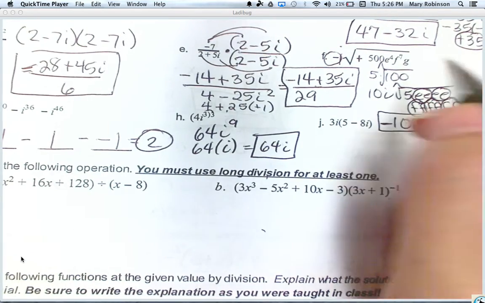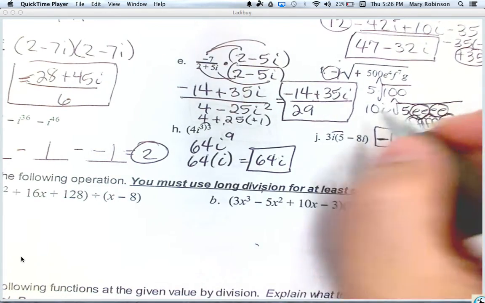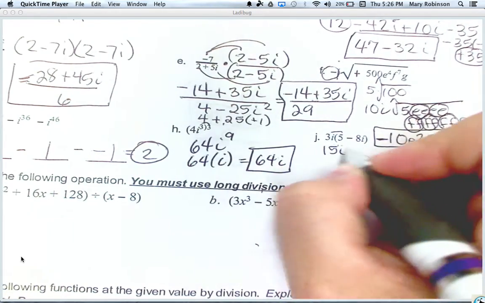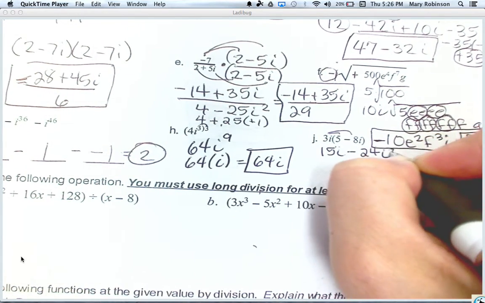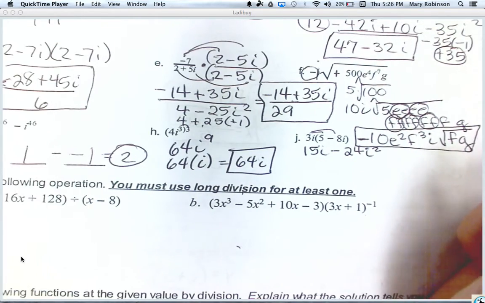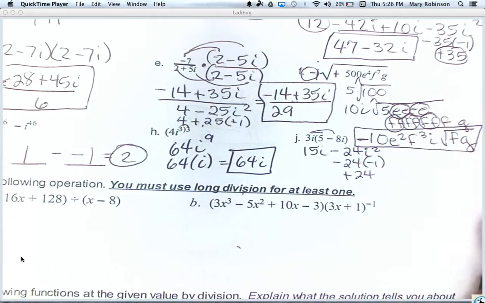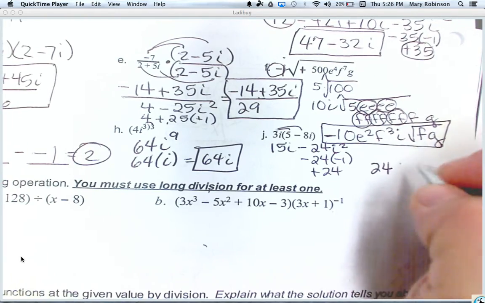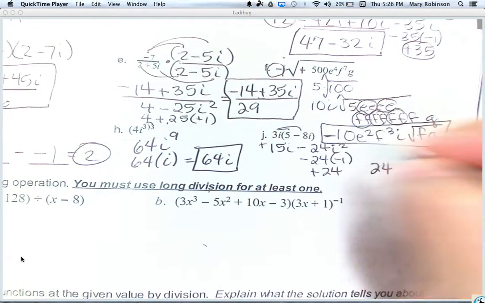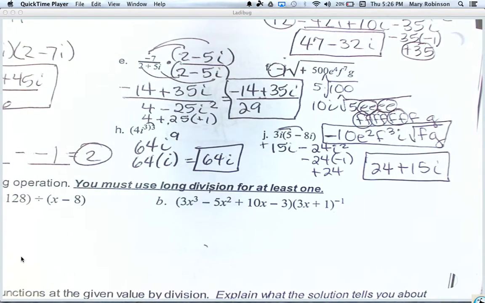For J, this is simply a monomial times a binomial where we are multiplying. 3i times 5 is 15i. 3i times negative 8, negative 24i squared. Negative 24 times negative 1, making this positive 24. So our final answer is 24 plus, because our i term is positive, 24 plus 15i. And that concludes going over problem 7.